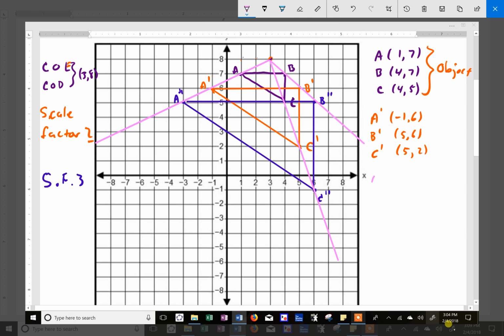and I'll put down the coordinates of A double prime, B prime, and C double prime in case you're interested in trying to do this at home on your own and you're just curious to see what it actually became. This was 6, 5, and then C double prime was 6, -1.